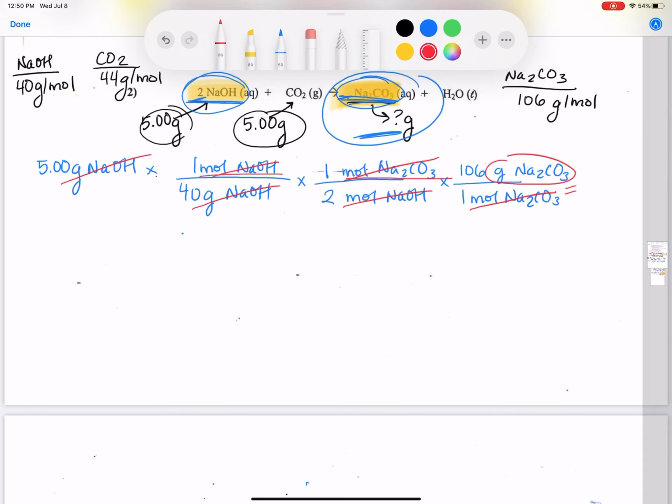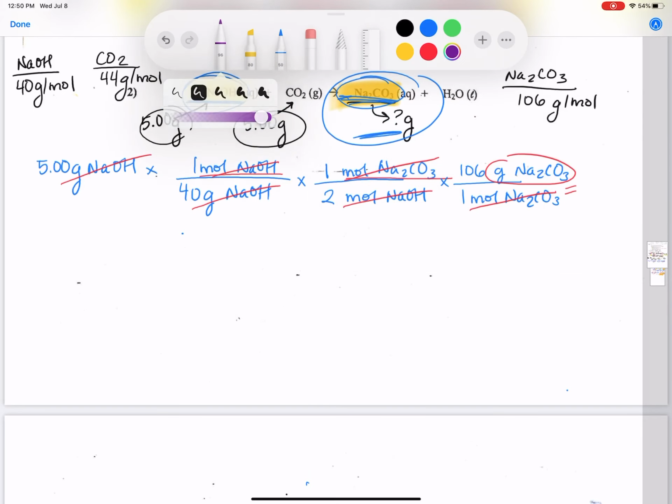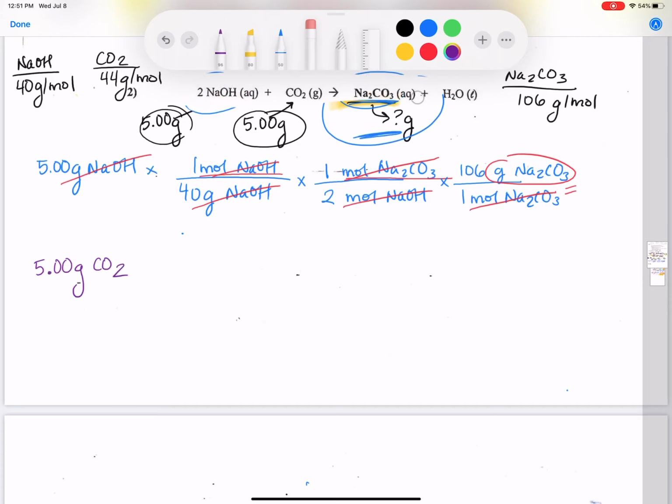I want to first just set up my string equations. So I'm going to do the other string equation in a different color, and that way we can compare things a lot easier. So let me go ahead and set this up. Again, I start with my data. I have 5.00 grams, but this time of CO2. So if I kind of clear this up for you, I'm still focused on the same thing, but this time I'm focused on the relationship between the CO2 to the sodium carbonate.